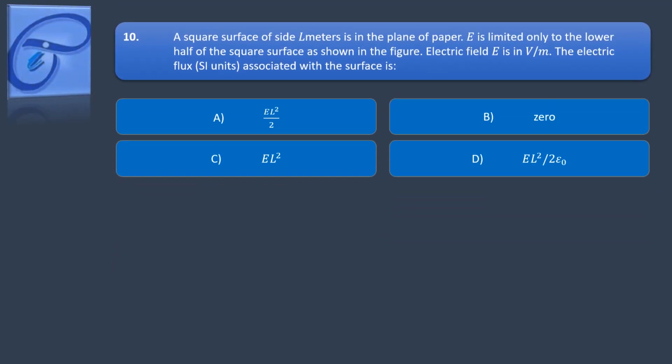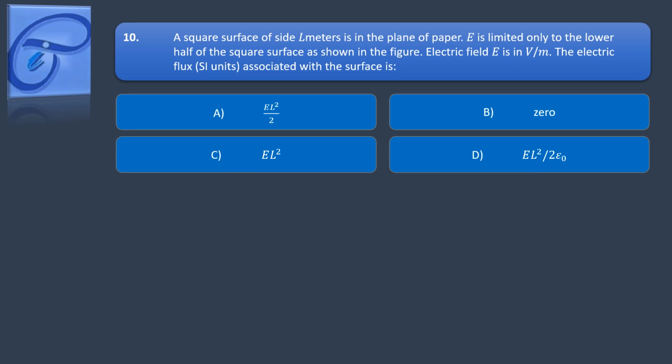And the last question in this series. A square surface of side L meter is in the plane of the paper. E is applied only to the lower half of the square surface as shown in the figure. Electric field E is in volt per meter. Electric flux in SI units associated with the surface is given by... The right option is 0.